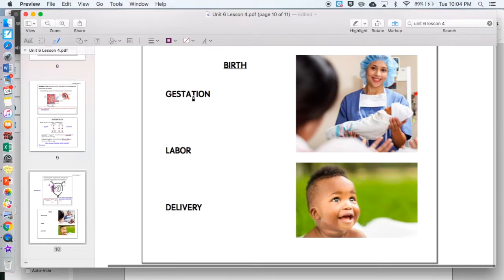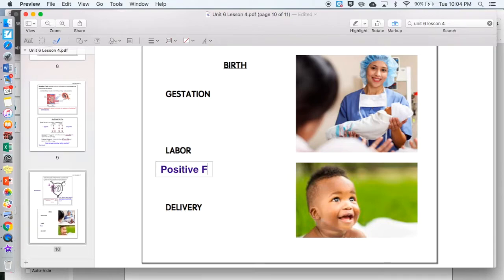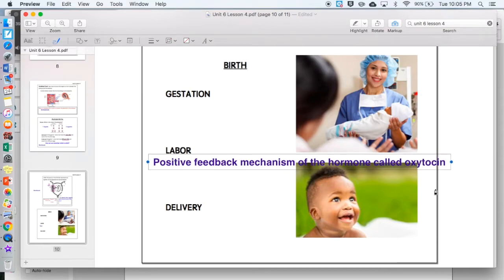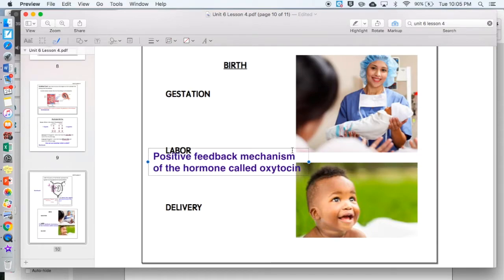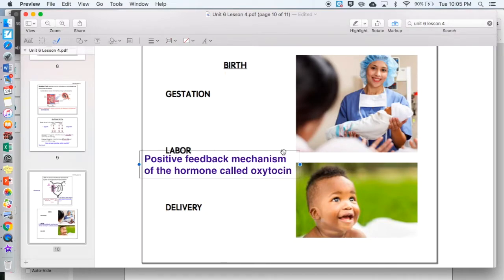So here you have the 3 stages just in one place for you. Gestation is the part where the fetus is in utero and developing inside the uterus before it's born. Labor, we talked about the positive feedback mechanisms of labor in the fall. So take a moment to remember that. But it was a positive feedback mechanism of a hormone called oxytocin. So as the fetus's head pushes against the cervix, oxytocin gets released.